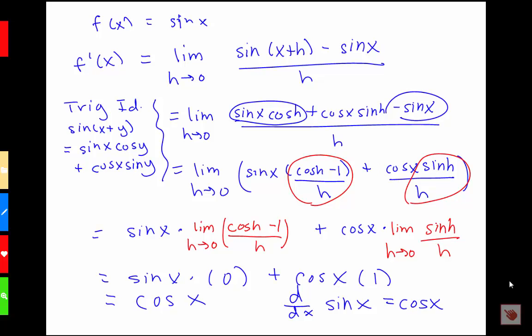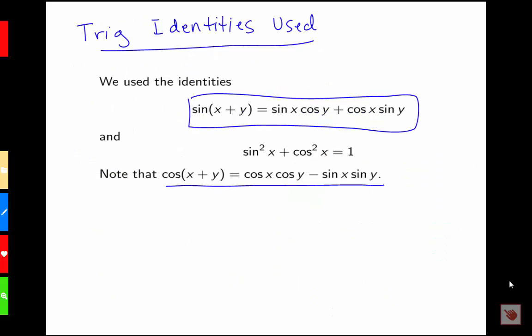Now that we have the derivative of sine x, we're also going to want to look at the derivative of cosine x. And before we do that, we just want to briefly review the trig identities that we've used. We used the addition identity for sine when we were computing the derivative of sine, where we used that sine of x plus y is equal to sine x cosine y plus cosine x sine y. And we used the Pythagorean identity, sine squared x plus cosine squared x equals 1. When we compute the derivative of cosine x, we're going to need the addition identity for cosine, which is that cosine of x plus y is cosine x times cosine y minus sine x sine y.